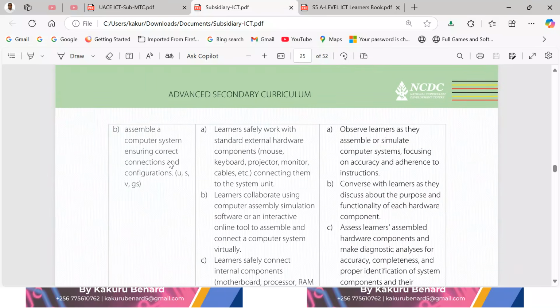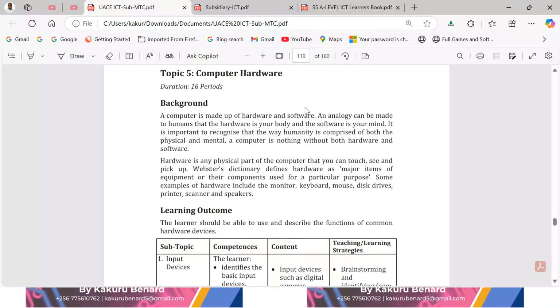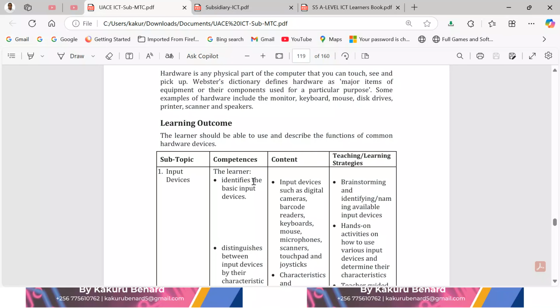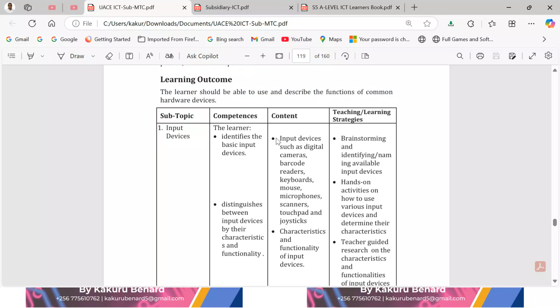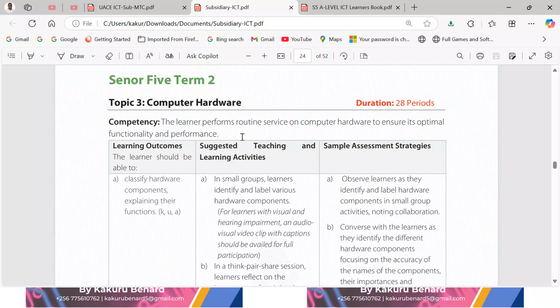Then we also have another learning outcome with its suggested teaching and learning activities, and not forgetting the sample assessment strategies. But when we come to the old curriculum, we had subtopic, competence, content, teaching and learning strategies. This is where the difference comes. The new aligned A-Level curriculum is now aligned to the lower secondary curriculum, which is also competence-based.